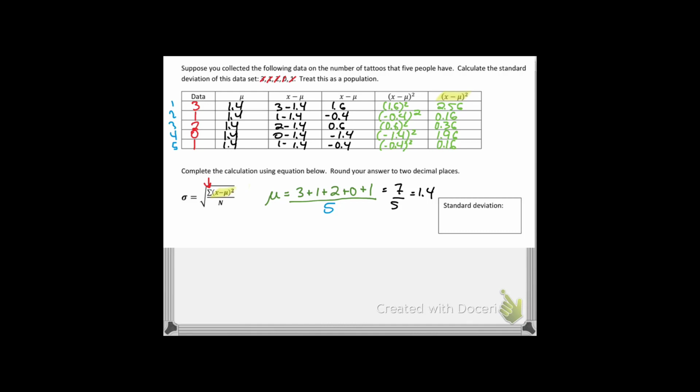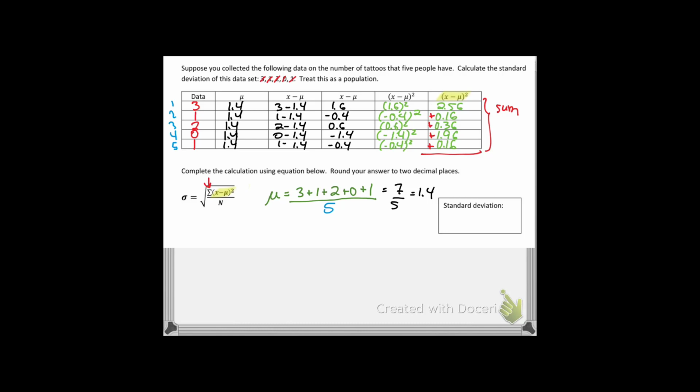capital Greek letter sigma. Remember that means to sum. So what are we summing? Well, we're summing all 5 of these values. We need to add them all up together. Plus, plus, plus, plus. Okay? So, I guess I probably don't need that last plus, huh?